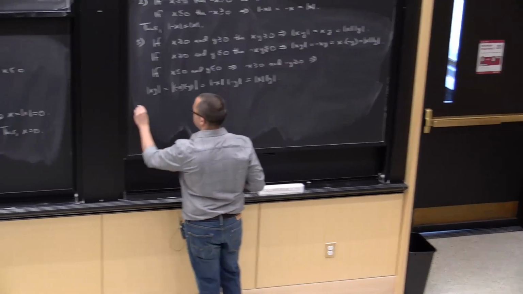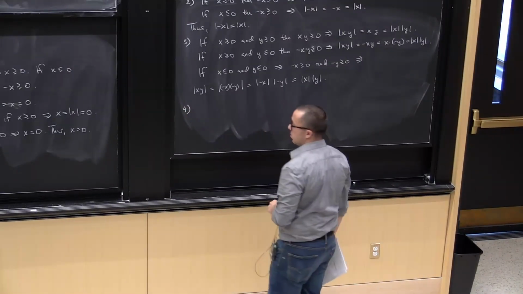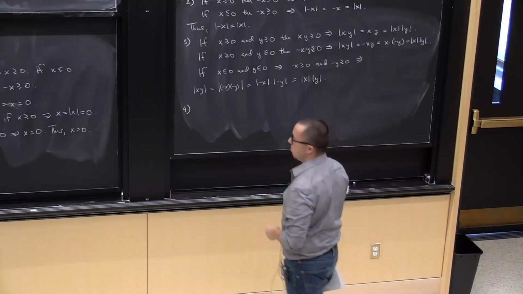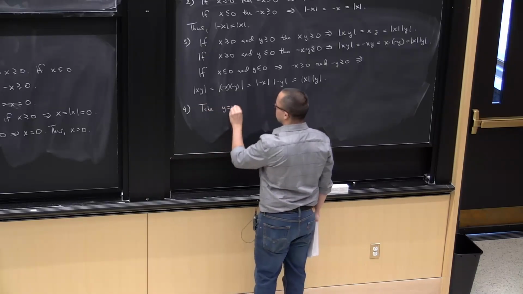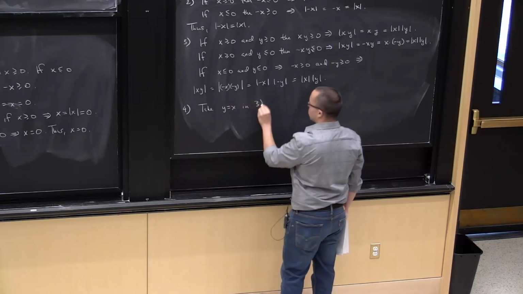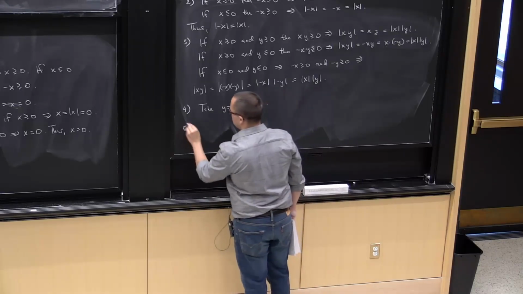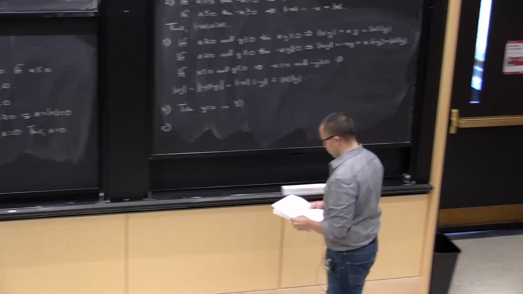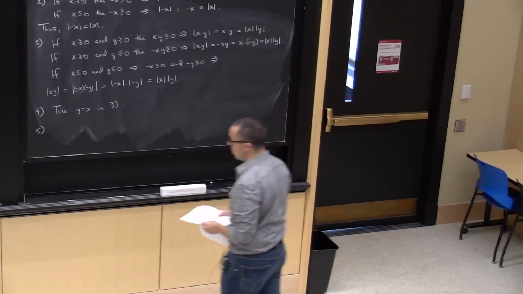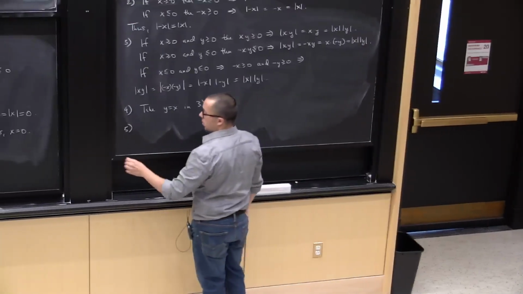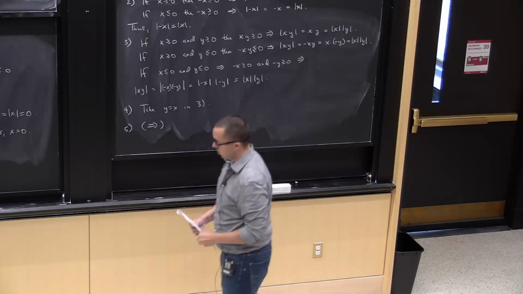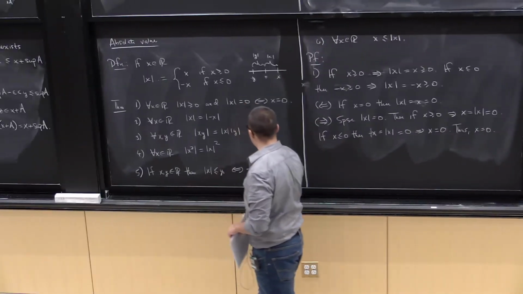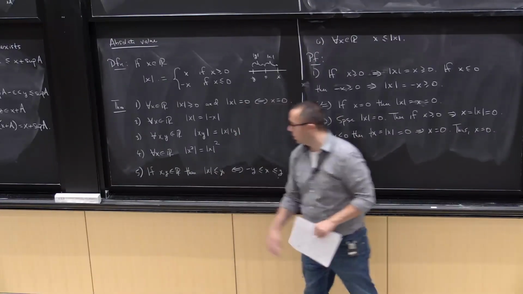And for 4, this is just a special case of 3. Take y equals x in 3. Now, for number 5, it's an if and only if, so we need to prove 2 directions. Namely, we'll assume this, and then prove this, and then assume this, and then prove that.